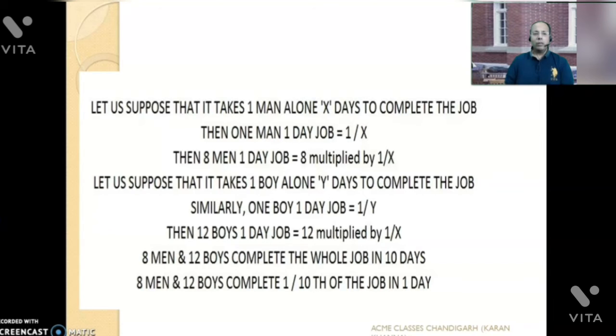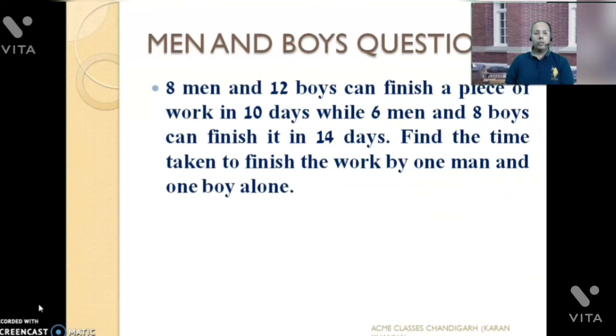So the pattern continues. According to the question, 8 men and 12 boys can finish a piece of work in 10 days. Well, that's case 1 of the question. While in the second part of the question, 6 men and 8 boys can finish it in 14 days. So one man's one day job is 1/x. 8 men's one day job will be 8/x. One boy's one day job is 1/y. 12 boys' one day job is 12/y. And similarly, they both complete the work in 10 days, so their one day job is 1/10.